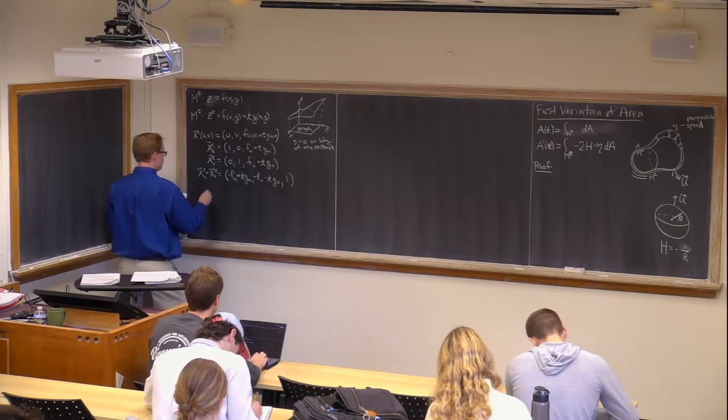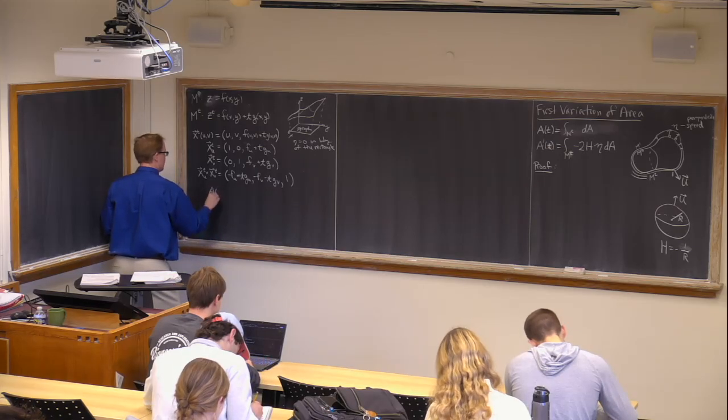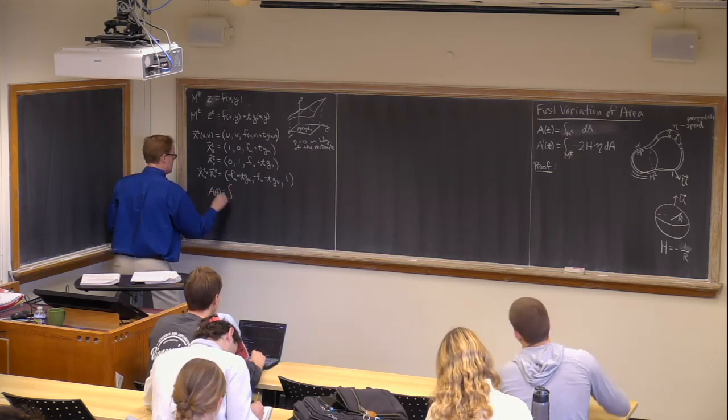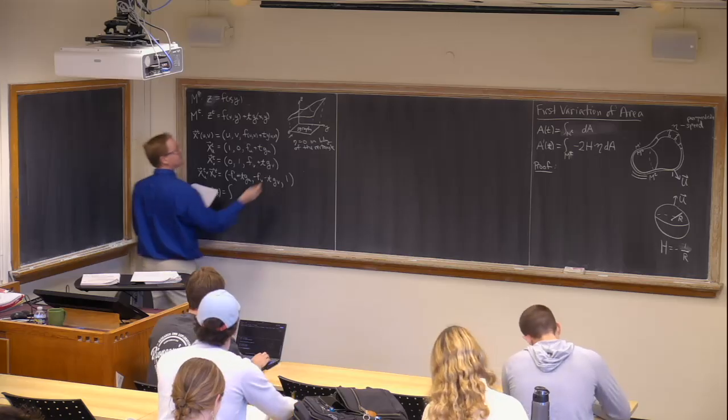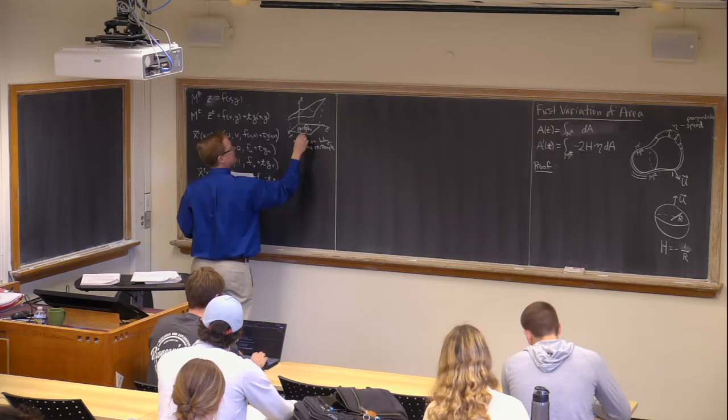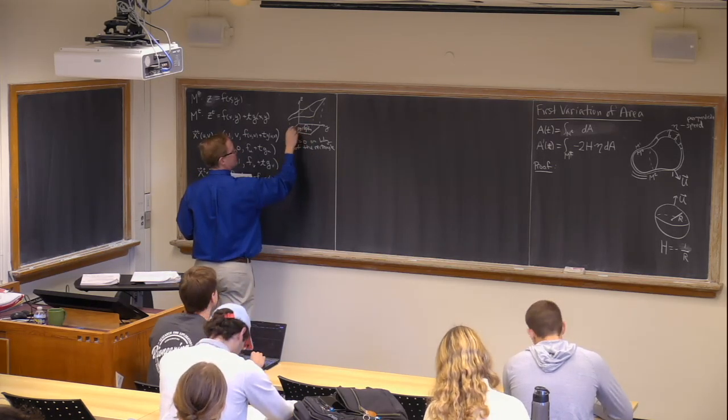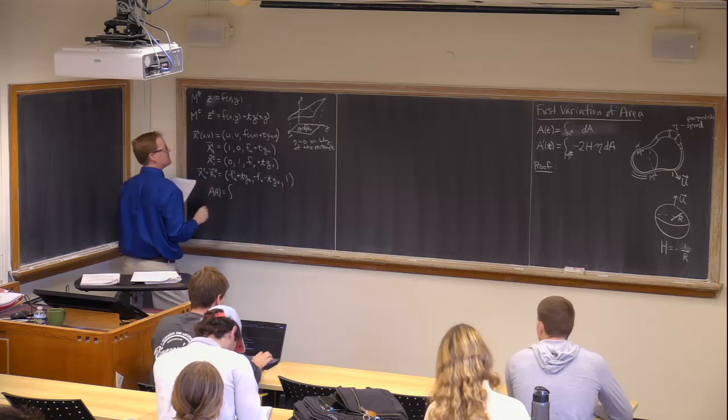Now, what is A of t? It turns out A of t is equal to the integral over this D here. D is this rectangle. It's a graph over D.